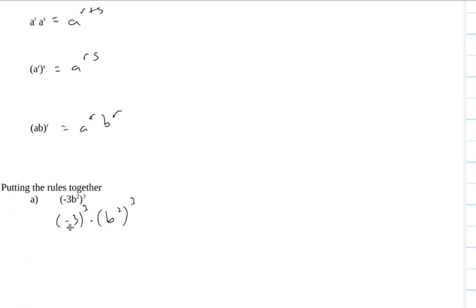Negative 3 cubed, well, that's negative 3 times negative 3 times negative 3. The negative remains because there's 3 copies of it. And we got a 27. When we take b squared cubed, we're taking something and repeatedly raising it to an exponent, so I need to use this second property, the power rule. We get 2 times 3 is 6, so we get b to the 6th. So this is negative 27b to the 6th.